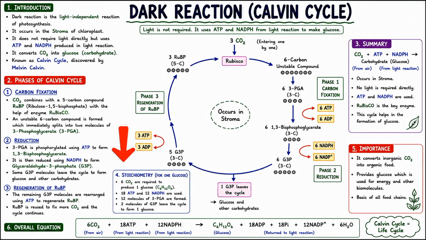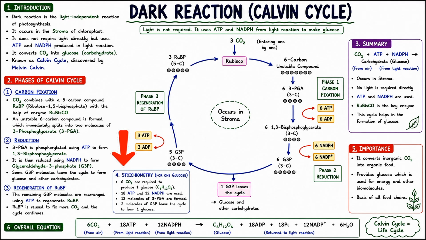Now let's understand the overall requirements for producing one molecule of glucose. The Calvin cycle must run 6 times. It requires 6 molecules of carbon dioxide, 18 molecules of ATP, and 12 molecules of NADPH. As a result, it produces 1 molecule of glucose, C6H12O6, and ADP and NADP+, which return to the light reaction to be reused.